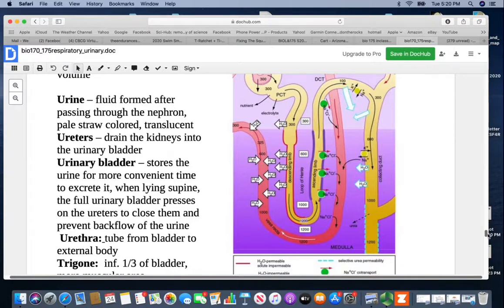The ureters are the tubes that are going to drain the kidneys into the urinary bladder. The urinary bladder is basically a sac to store the urine for a more convenient time for excretion. Conveniently, where the ureters are going to come into the urinary bladder is on the posterior lower 1/3. So as the bladder starts to fill up, especially when lying supine, it's going to put pressure and be a mechanical valve to close off the ureters to prevent backflow of the urine back up into the kidney.